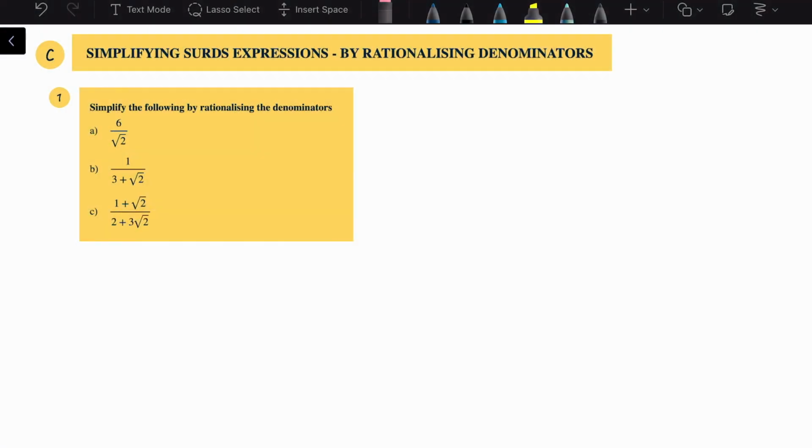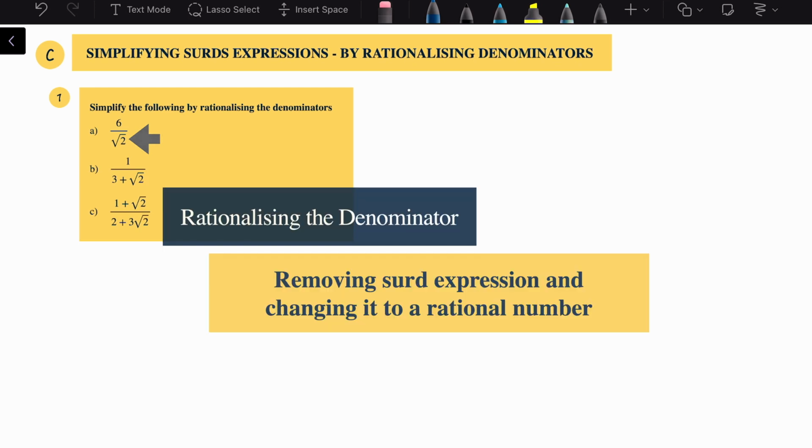Now if you see a fraction with a Surd in the denominator, we can simplify the expression by rationalizing that denominator. Rationalizing the denominator simply means to remove the Surd expression and to convert that expression into a rational number.